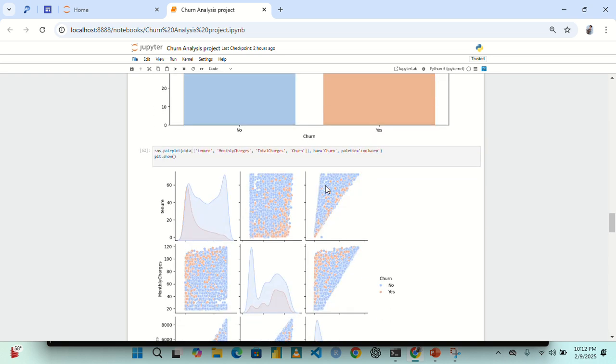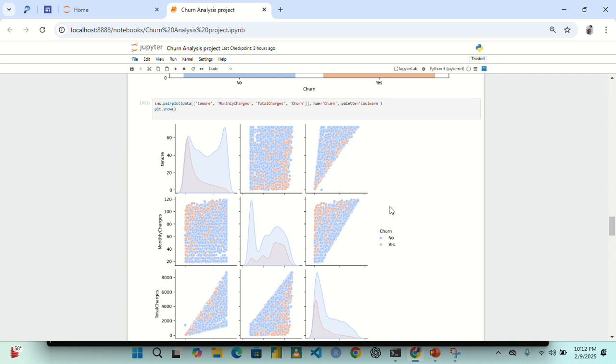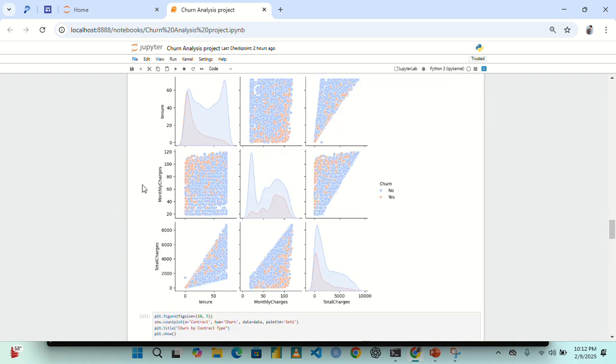So the next graph is a pair plot. This is a plot which I make using churn according to tenure, monthly charges, and total charges. See the variation according to the tenure with churn, monthly charges with churn, and the total charges with churn. See in the monthly charges plot, there is very much churn with the monthly charges, but in the total charges, there is less amount of churn.